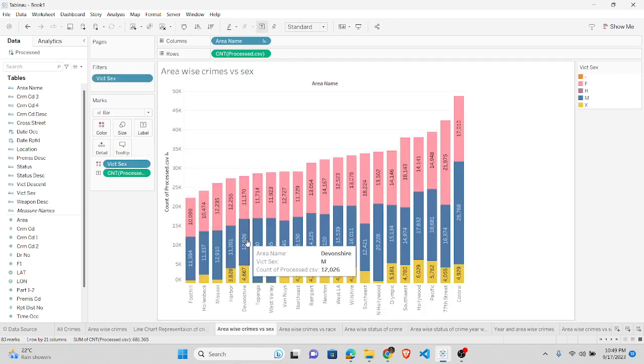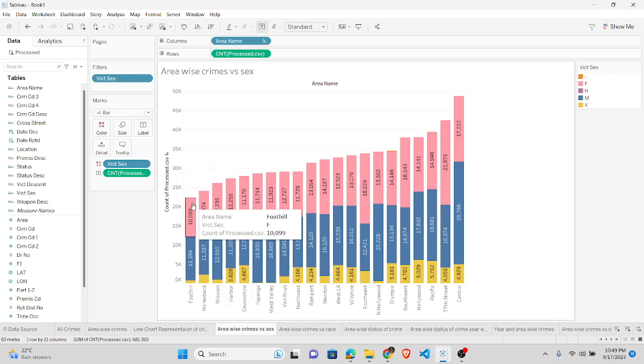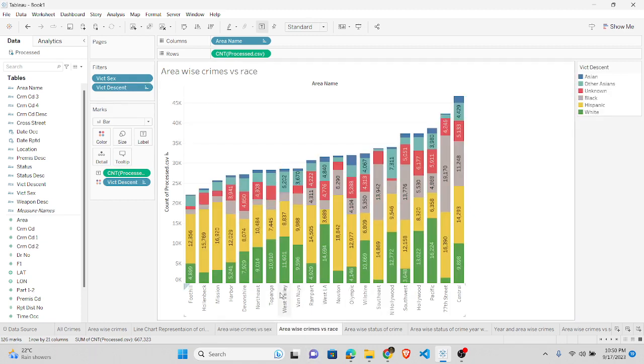Now we move on to seeing the area-wise crimes versus the victim sex. From this visualization, we use a stacked bar graph where we can see that for most of the areas, the crimes have been distributed pretty evenly between males and females. There are a few regions where there are more male victims compared to female victims, like Central, North Hollywood, and West Valley.